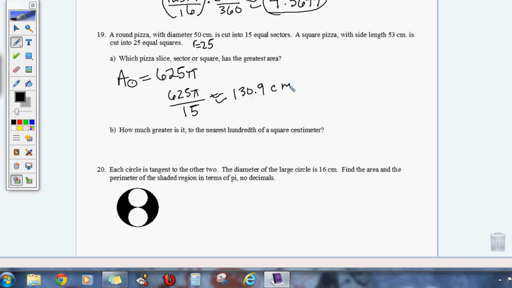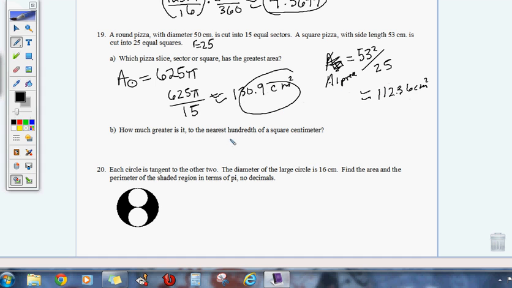130.9 centimeters squared. Doing the same process with the square pizza, the area of the square would be equal to 53 squared. And when we take that, same logic here, divide by 25. So now it's not the area of the square, but it's the area of one piece. And we're going to get approximately 112.36 centimeters squared.